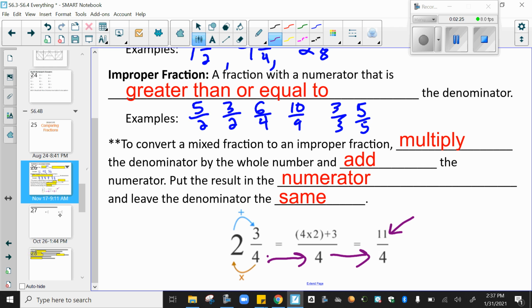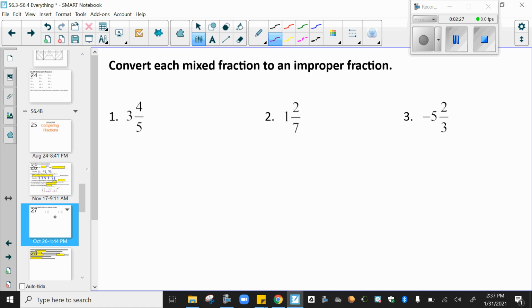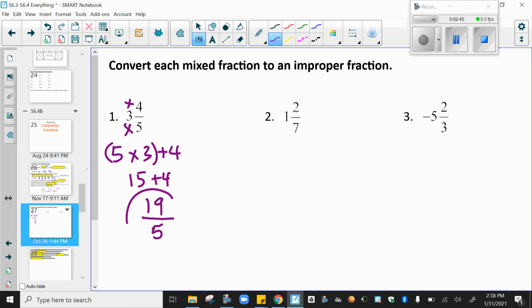All right? Let's try this. Here we're going to do 5 times 3 plus 4. 5 times 3 plus 4. 15 plus 4 makes 19. And down to 5. 19/5. Let's do it again without writing it out. So 7 times 1 plus 2. 7 times 1 is 7. Plus 2 is 9. It'd be 9/7.